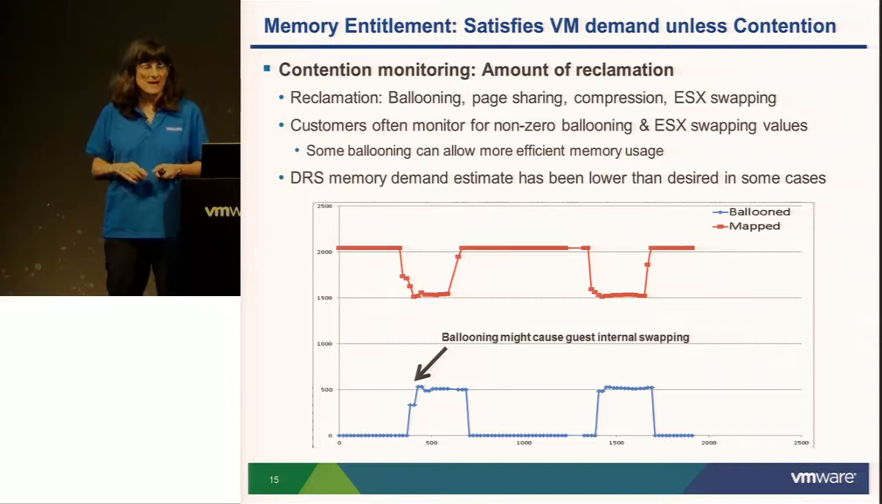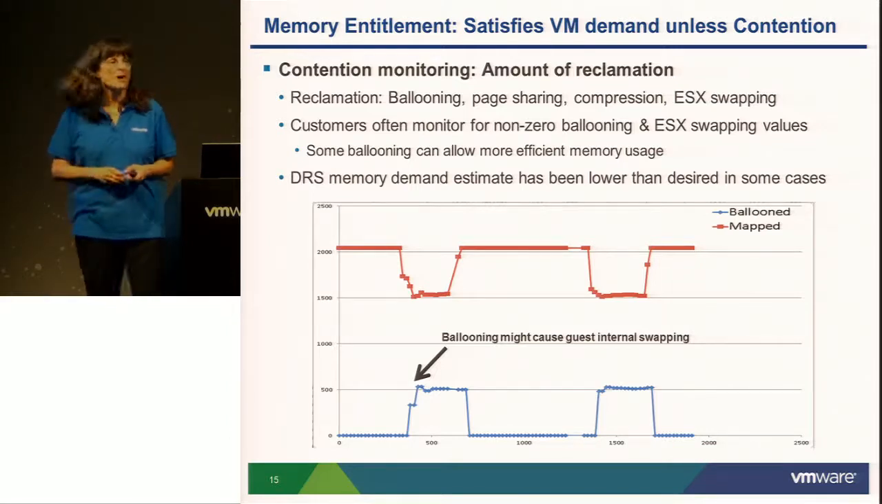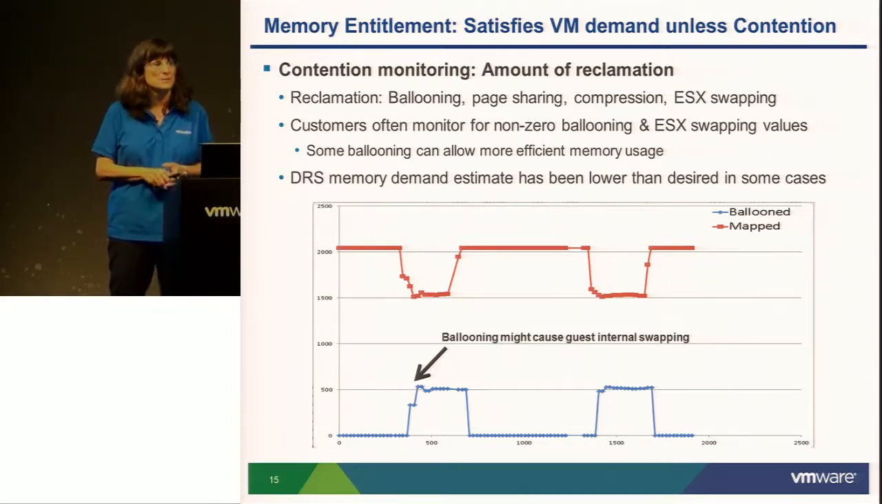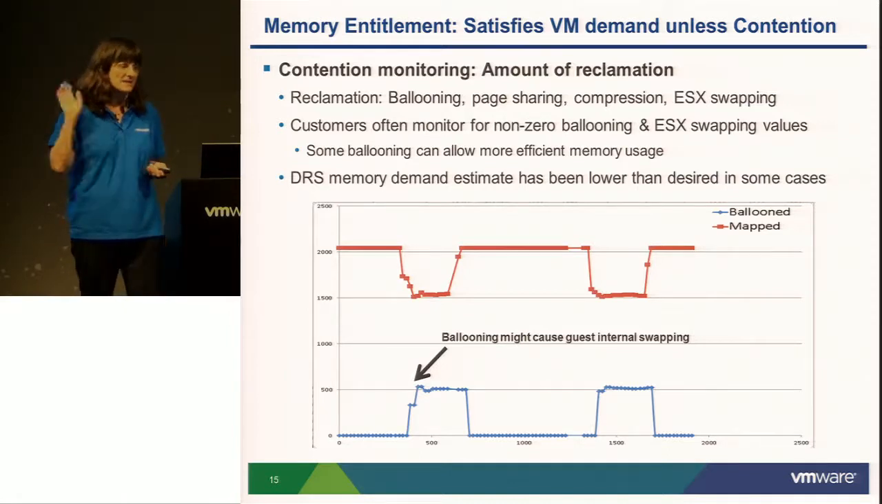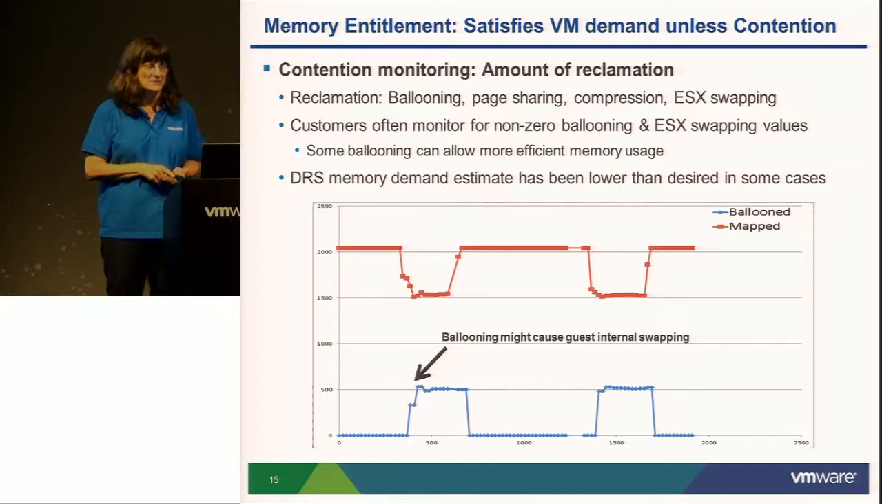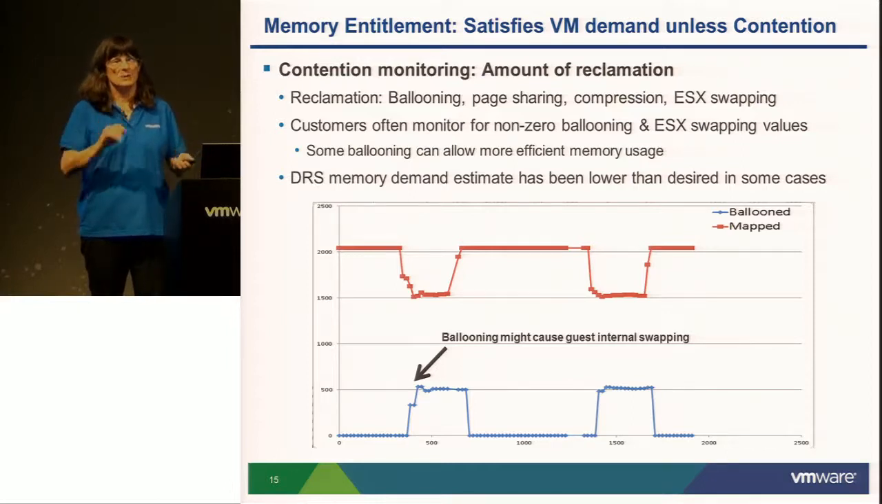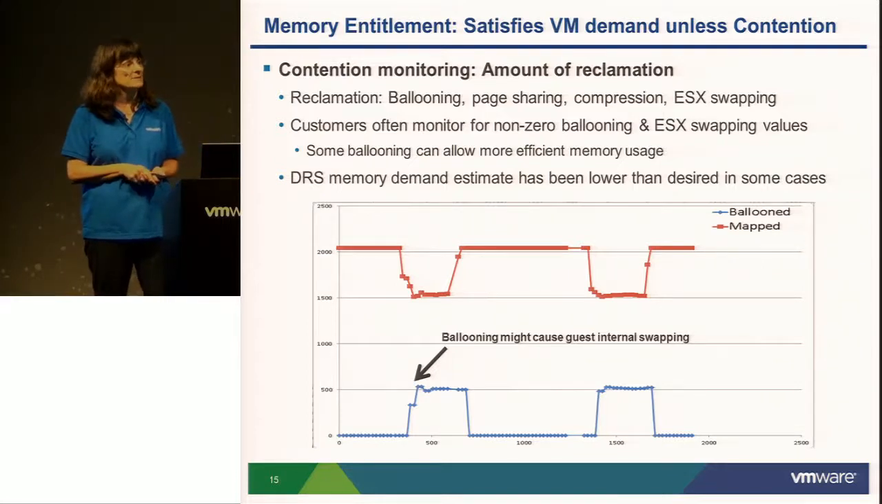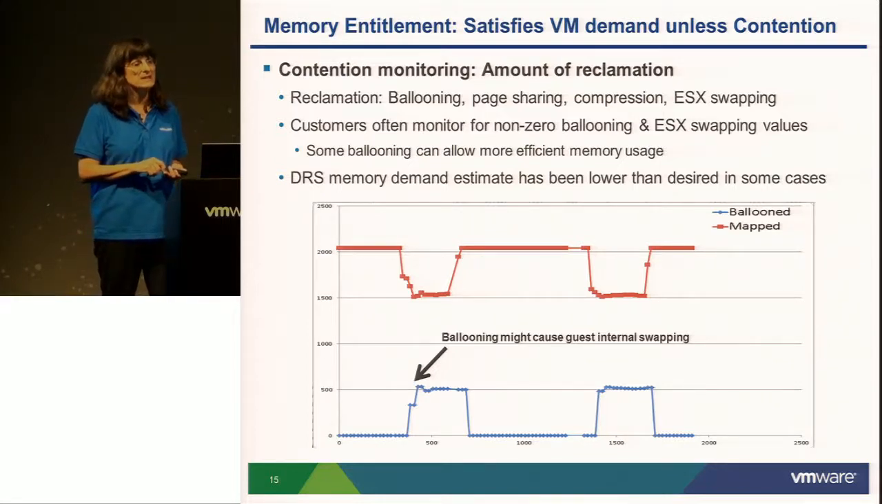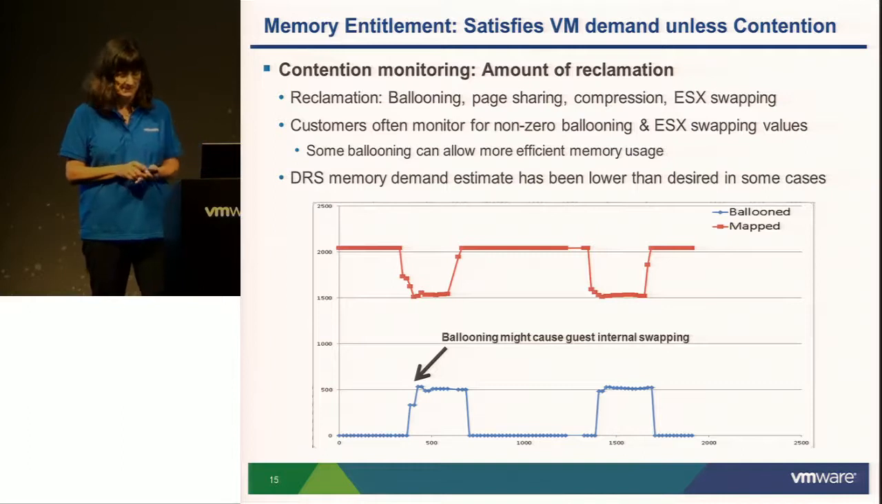So in this particular case, the ballooning caused internal guest swapping, not a good story, so the performance of the VM was substantially impacted in this scenario. So what can go wrong? Well, what we found is some people have experienced that the demand estimate was lower than they desired.